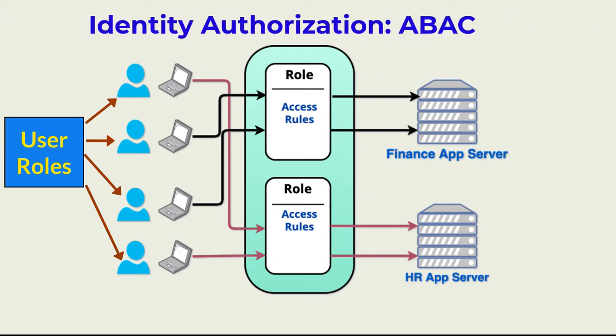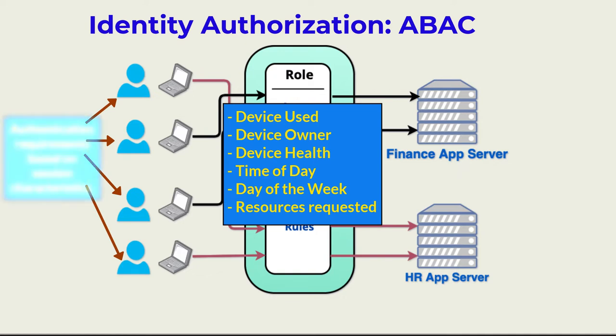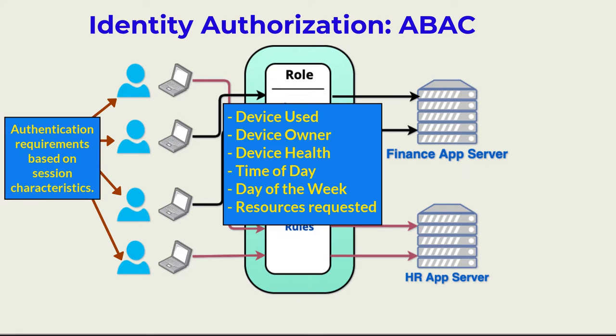Attribute-based access control, or ABAC, extends RBAC by extending access rules to potential session characteristics. The characteristics checked depend on the business policies in place, covering device used, device owner, employee or company, device health, time of day, day of week, resources requested, and other possible session characteristics. Authentication strength can also be adjusted based on attributes.